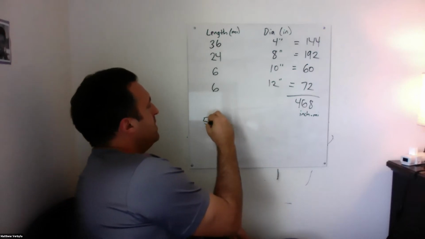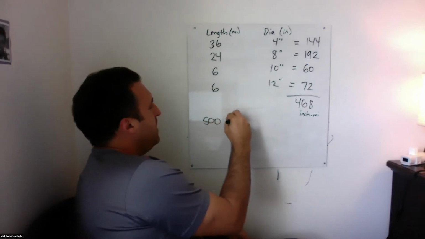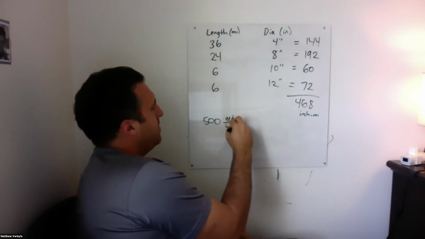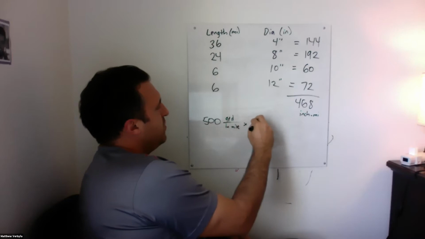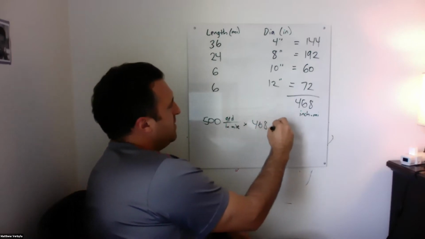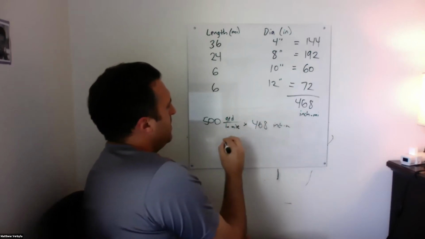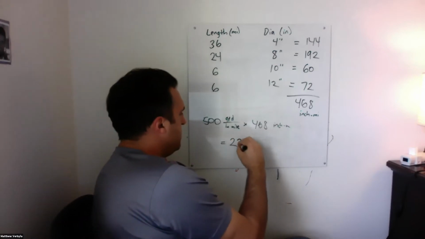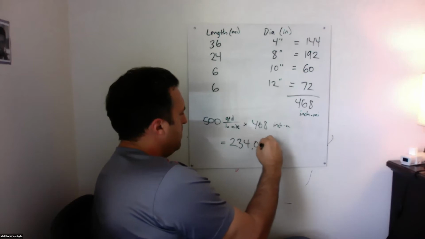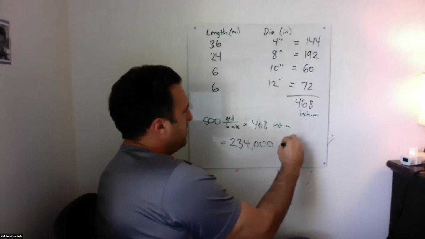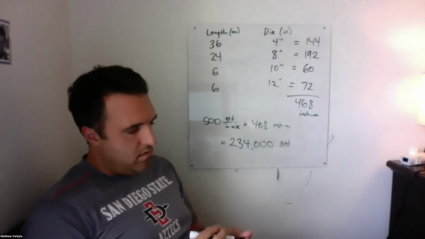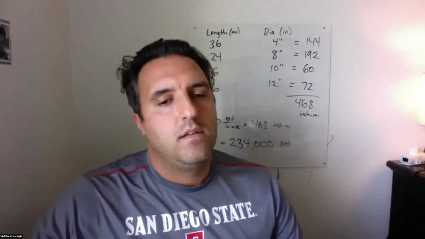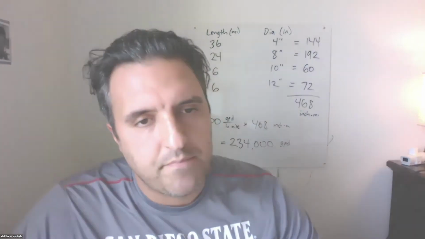Last step, take our rate, 500 gallons per day per inch per mile, times 468 inch miles. And that gives us 234,000 gallons per day. So that's what we would use for our estimate of infiltration here.